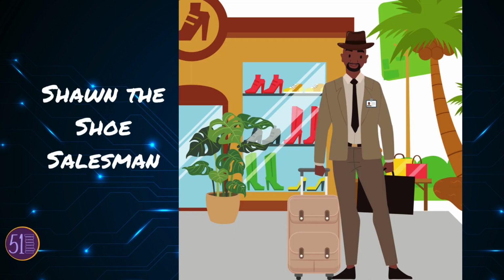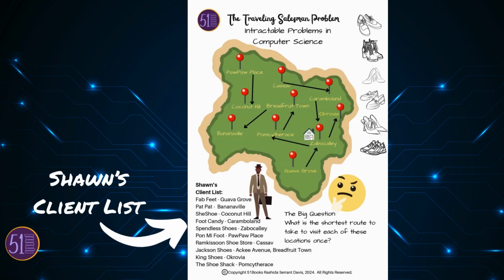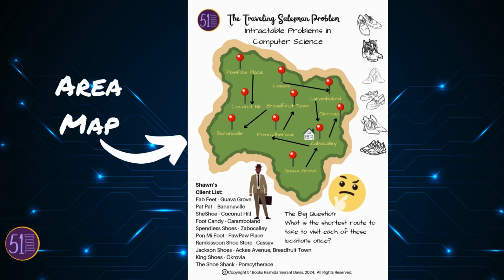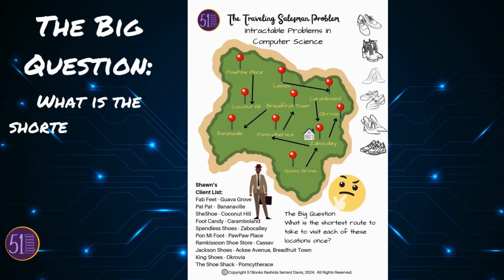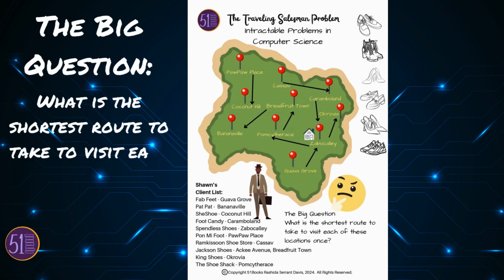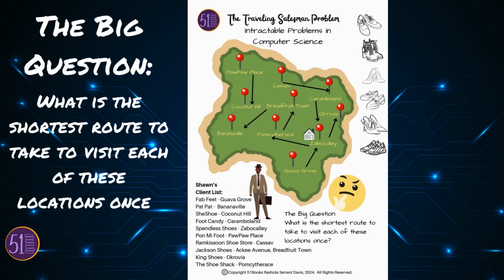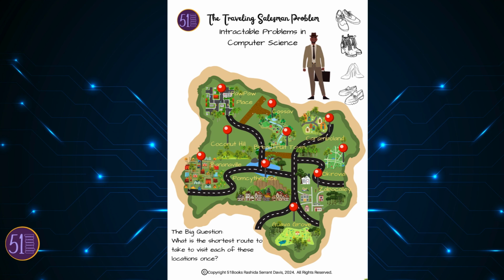On the first page, we meet Sean the shoe salesman. We see Sean's client list, a list of shoe stores that he needs to visit at different locations in one big geographical area on a map. We see where each store is in relation to his home. And then we're presented with the big question: what is the shortest route to take to visit each of these locations once?